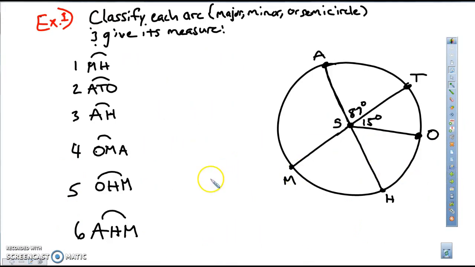All right. So I've got one more test question example for you. Here I've got a figure where I gave you some central angles on this circle S, and I have a few arcs here that I want you to classify first as being major, minor, or semicircle, and then I also want you to give its measure. So if you want to go ahead and pause it now.